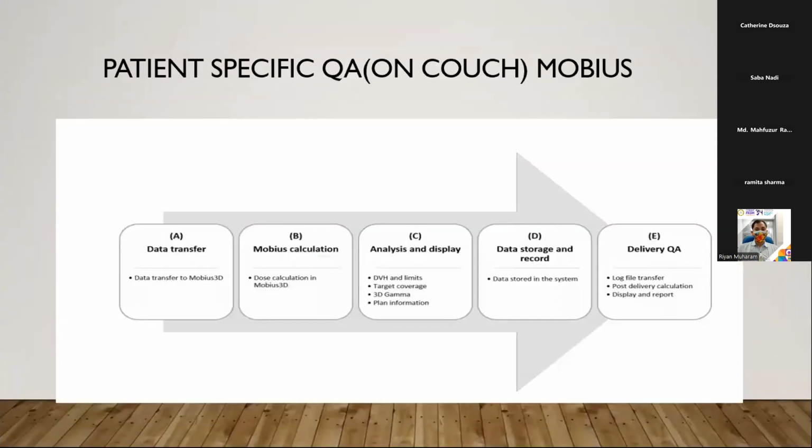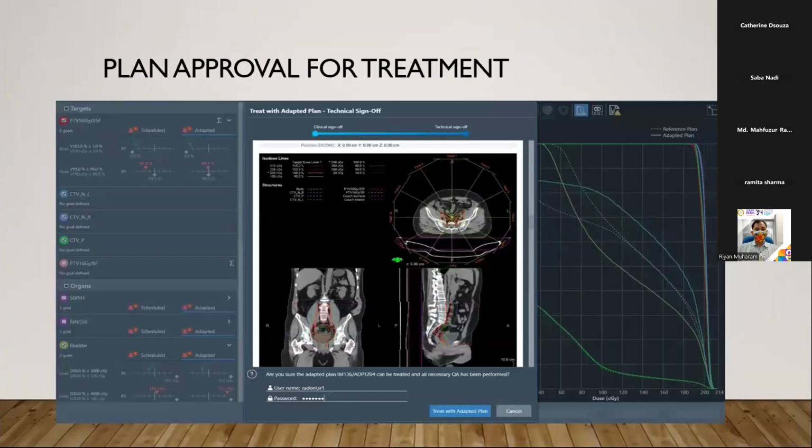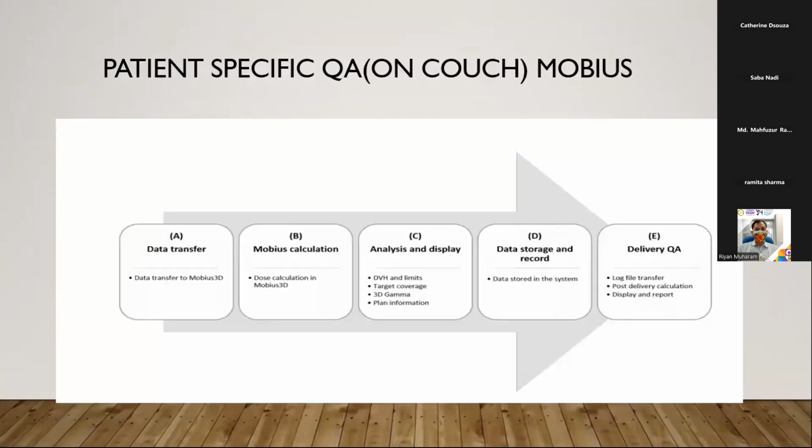After successful QA, patient-specific QA. Once the plan approval is done, the patient will undergo QA. The Mobius software is available in the Ethos kind of machine, where the patient-specific QA will be done on the couch. The data is transferred to the software Mobius 3D. The dose calculation will be done over there. It will show you all the parameters, like we were earlier doing for patient-specific QA, 3D, 3%, 3 mm. All the plan information, target coverage, DVH, limits, everything will be shown in the Mobius file.